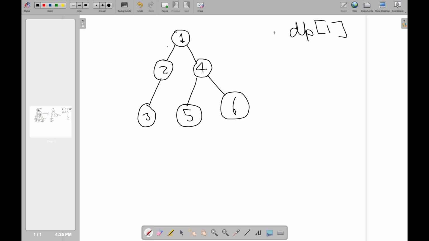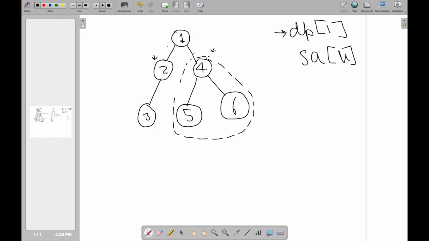DP is the actual answer when 1 is the root, or U is the root, whatever DPU is. And SA is our sub answer. Sub answer represents that in the initial rooting, right? Let's say this is U. Then what will be the answer for just this subtree? So let's say we had sub answer for this and sub answer for this. Now what we want to do is calculate sub answer for 1, which will be the same as DP1.